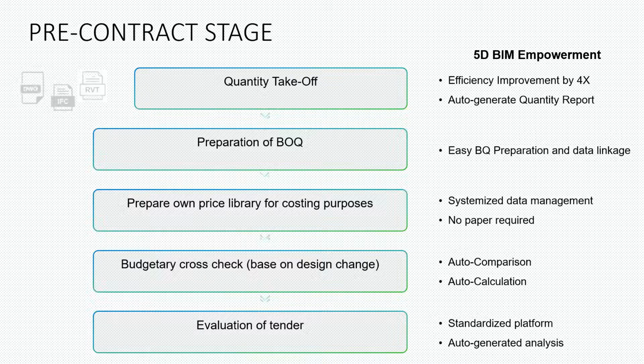In TBQ, we can maintain a price library. Then after that, we can use that price library for preparation of rates. Then we can link those rates with our BOQ. Then budgetary cross-check based on the design change. I have explained to you about the revision function, so you can check the budget after the construction, then evaluation of tender. So I will explain about tender evaluation by using e-tendering in our pre-contract application of this software. So a lot of things can be done by this CubiCost software package.